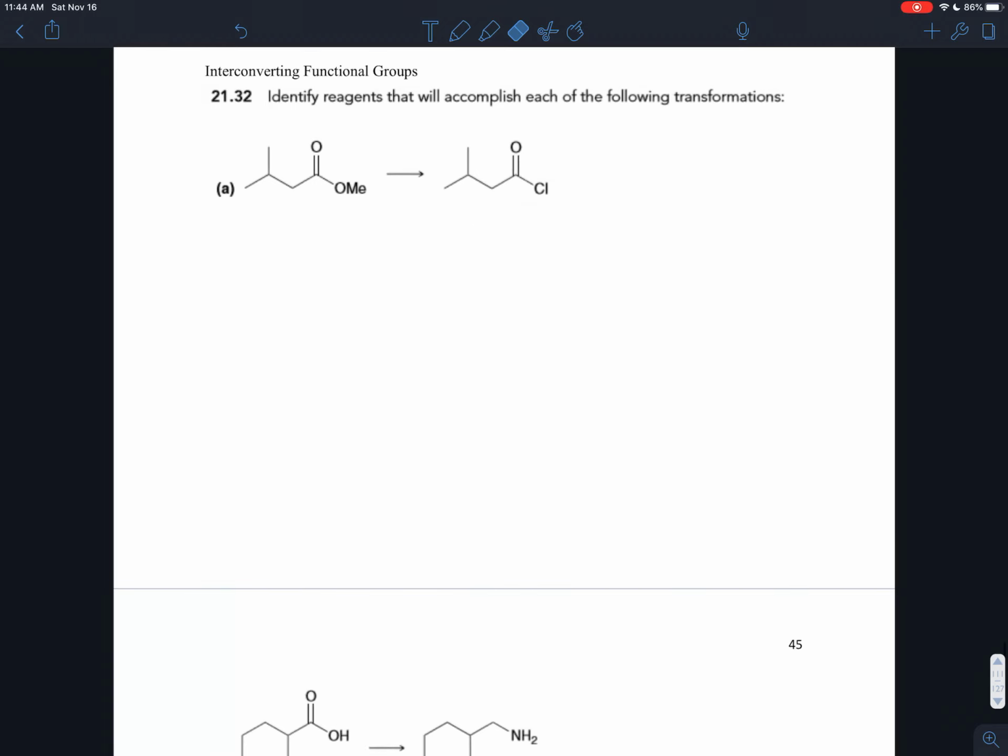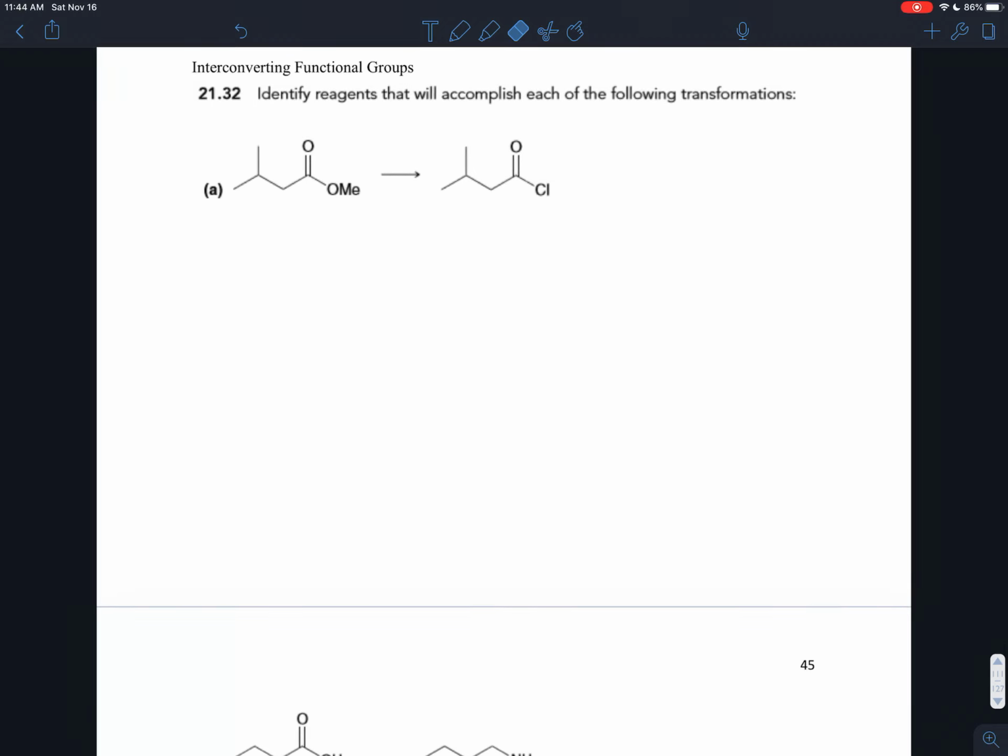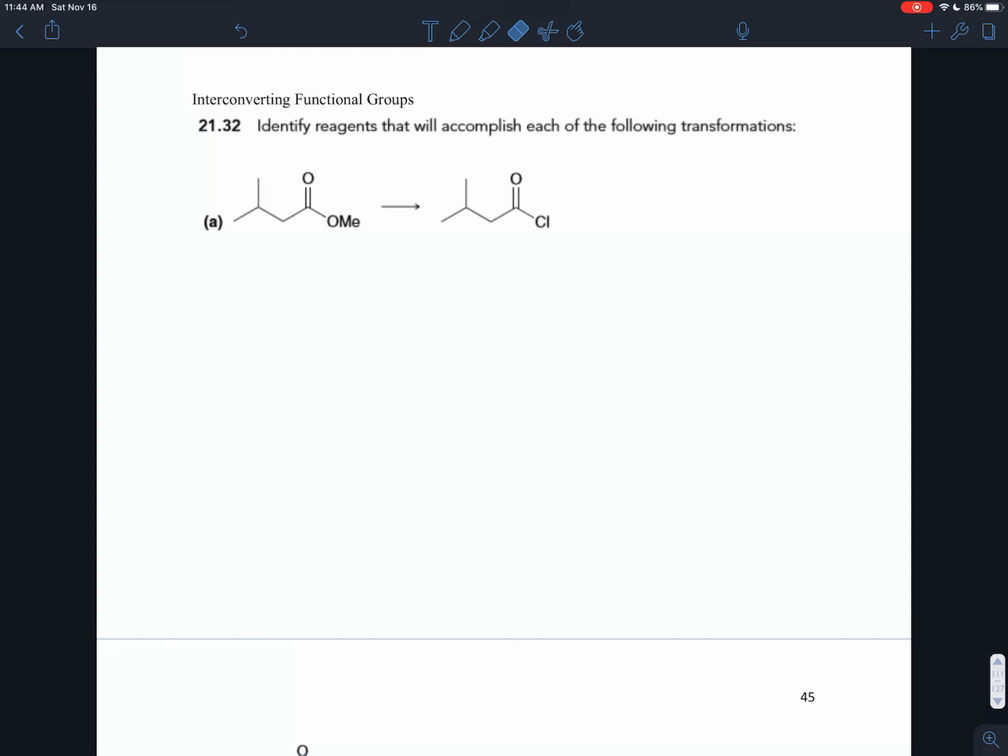In exercise 2132, we're trying to turn one functional group into a different one. We're going to do this over and over again. So we see on the left here an ester. We have a carbon double bonded to oxygen, single bonded to an ether. And so we want to view that ether, that methoxy group there, sort of as our leaving group. And that's going to be replaced ultimately by chlorine, so that we end up with an acid chloride.